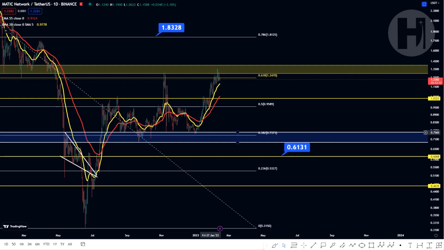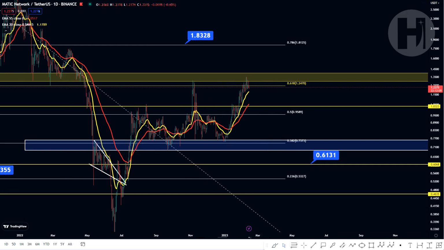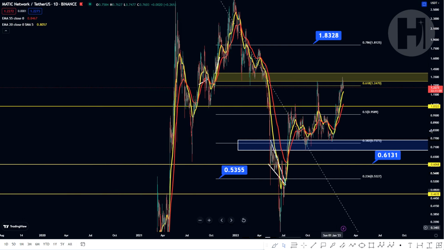Another major support level would be the 0.382 Fibonacci level. That's at 74 cents roughly. So that's where I would be entering into the project, and that's probably where I'm going to be buying a bunch of coins. And as always, all of my trade alerts can be found on the Patreon page linked down below.